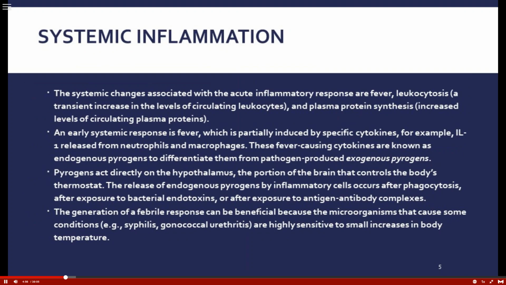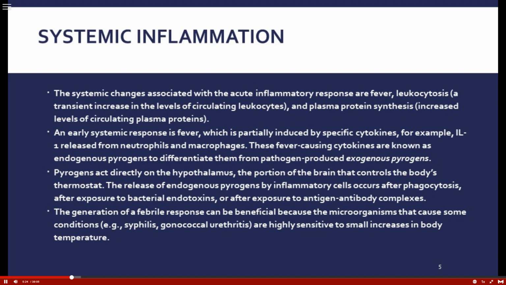So the other part, and this can be a good thing or a bad thing, is called systemic inflammation. In this case, there can be an acute inflammatory response with a fever, and leukocytosis, a transient increase in the levels of circulating leukocytes. But a very early systemic response, once again, is that fever.